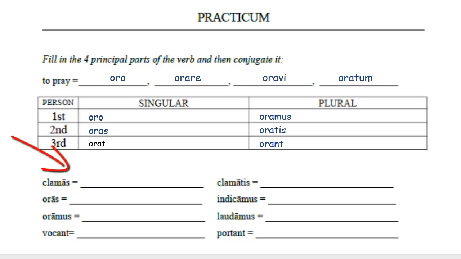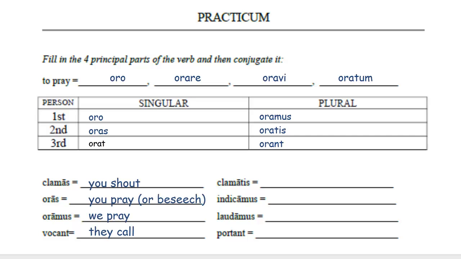Now let's practice reviewing what each of these forms mean. Clamas means you shout, oras, you pray, oramus, we pray, vocant, they call, clamatis, you plural shout, indicamus, we indicate or we point at, laudamus, we praise, portant, they carry.